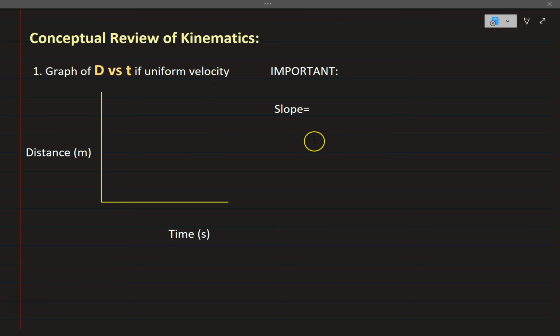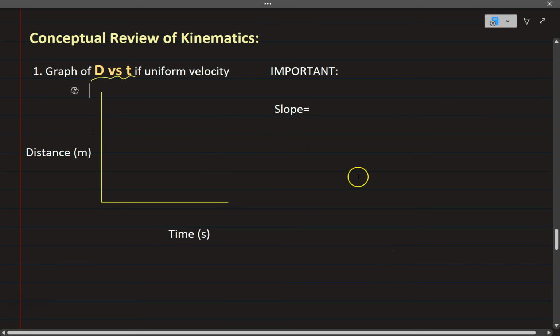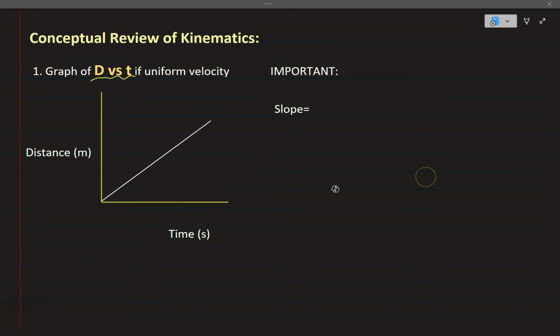That's just a review. So if you have a d-t graph and you see a uniform velocity, that means you're going to see a straight line of some kind. There's not going to be a curve, okay? So the simplest form will be a straight line, just like what you see here. Okay, this is a uniform velocity. That means that it's not changing, it stays the same.